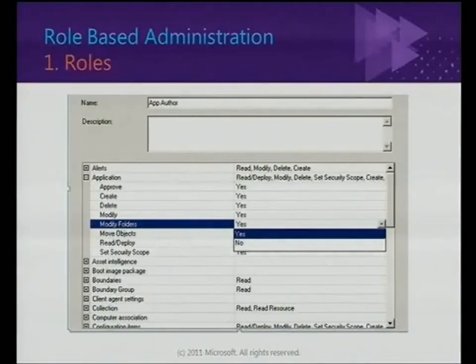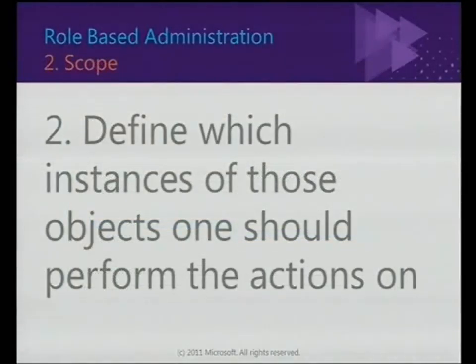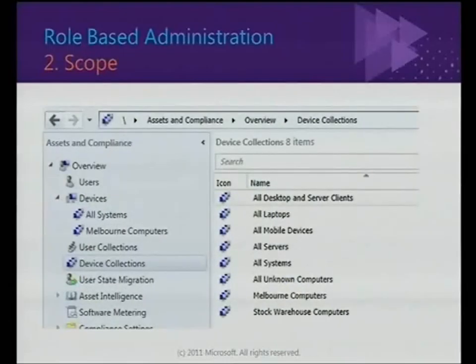Or it can create collections, or it can deploy target software to these, or to collections. Not which collections, just to collections. Okay? That's the role. The second step is to think about, well, we know what this role can do. It can do certain functions on certain object types, but which instances of those object types? If the object types were collections, we need to think about, well, which collections?